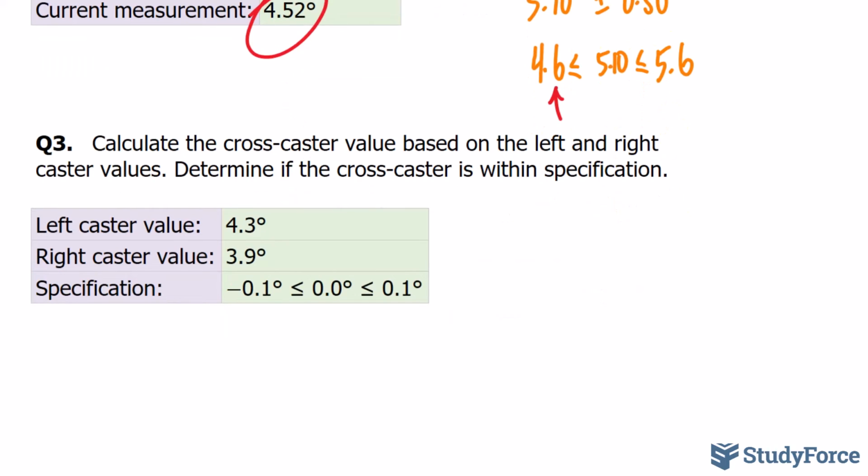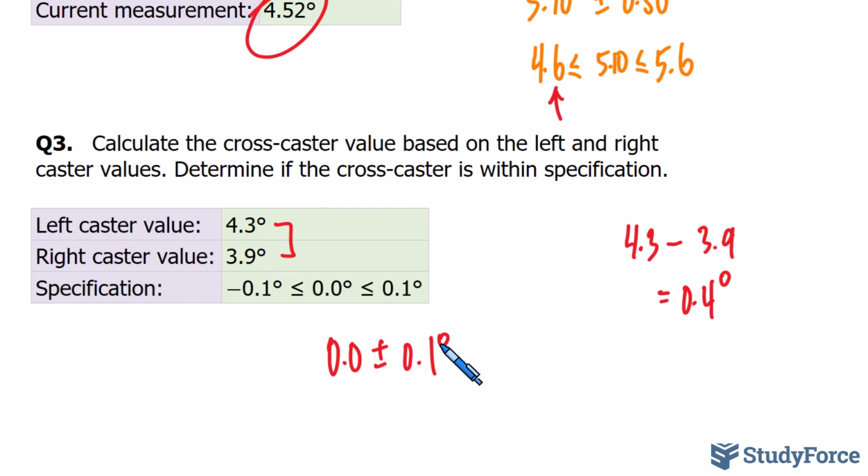Let's try another question. Calculate the cross-caster value based on the left and right caster values. Determine if the cross-caster is within specification. So the very first thing we will do is find the cross-caster by subtracting these two values. We get 4.3 take away 3.9. That's a difference of 0.4 degrees. And notice that this is out of specification. We need some value that is the following. And 0.4 is greater than the greatest accepted value of 0.1 degrees.